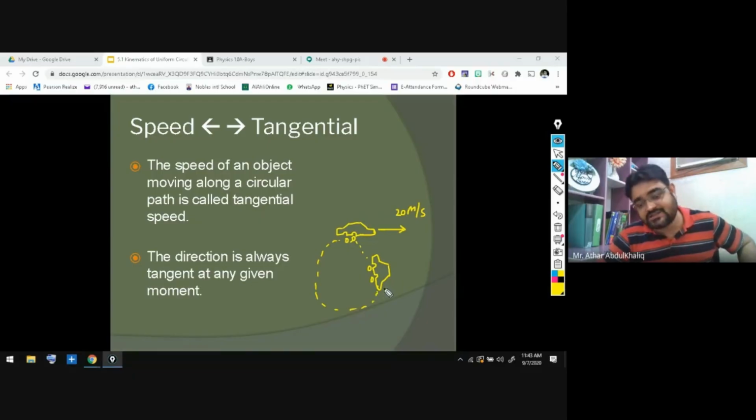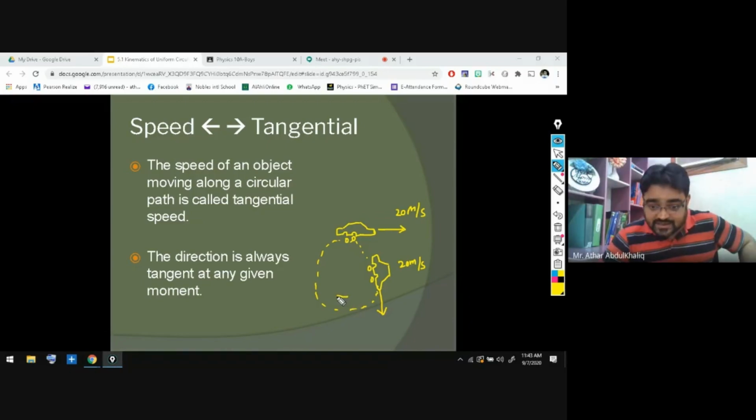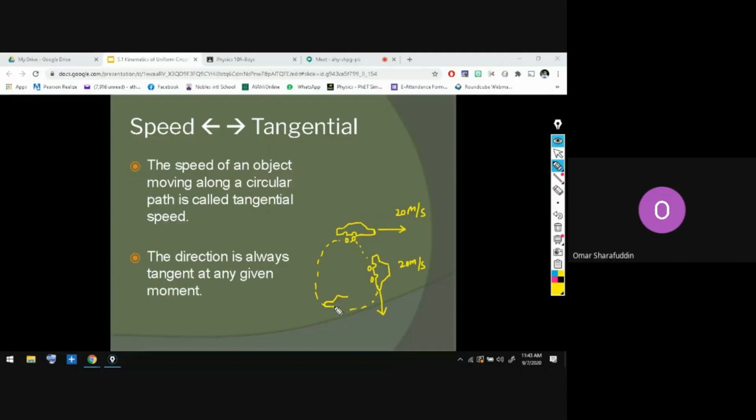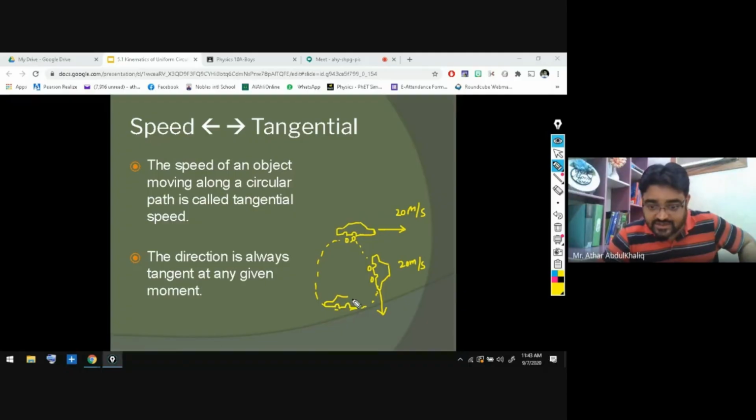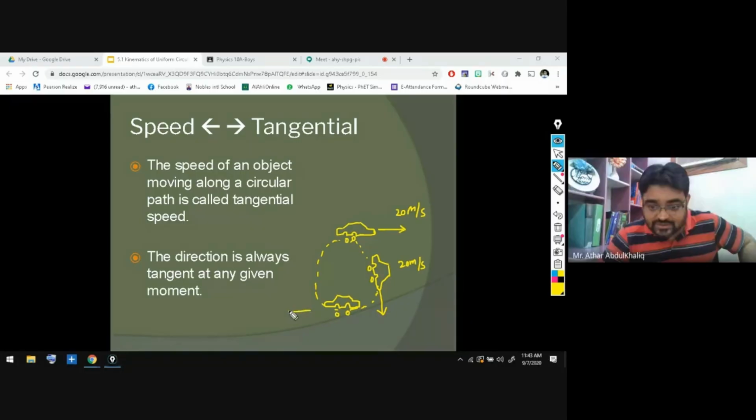When the car reaches this point, the speed is still 20 meters per second. Where is the direction of the speed going now? This time it is down. When the car is here, where is the direction? To the left. And when it is here, it will be up.